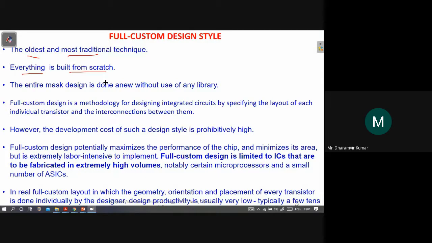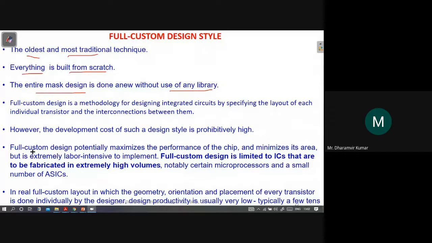But even the library has to be designed in this full custom design style, because everything is built from scratch. So the entire mask design is done anew without use of any library. Even the library has to be constructed. All those smaller components, all those primitives have to be constructed here from scratch, and that is why it takes a long time. It takes a huge amount of time and effort and money to design a particular chip.